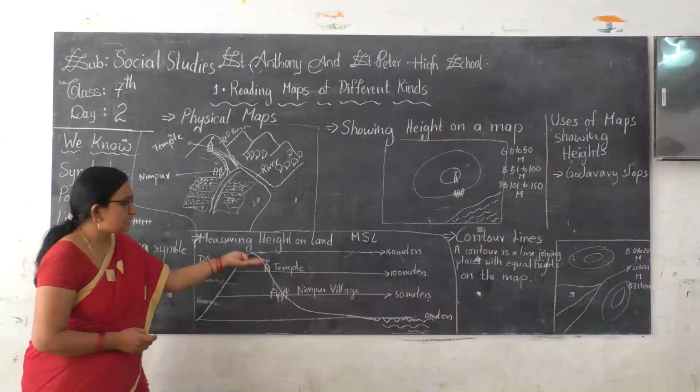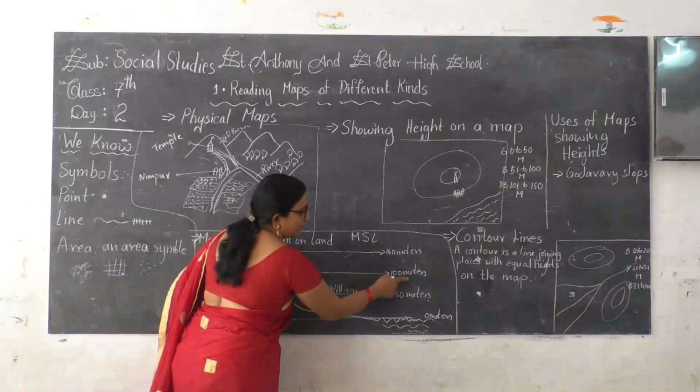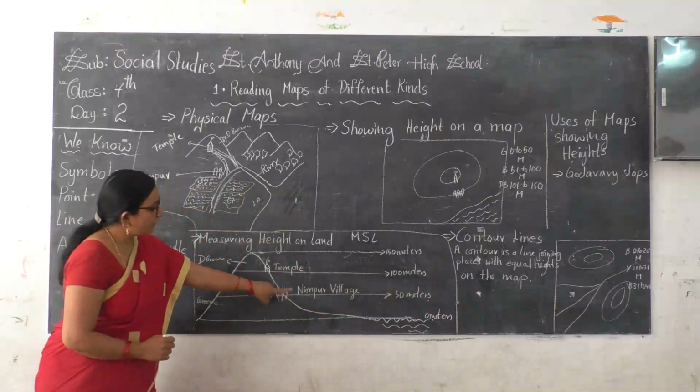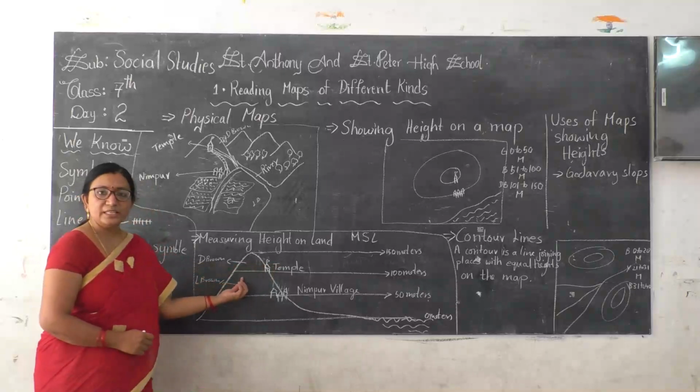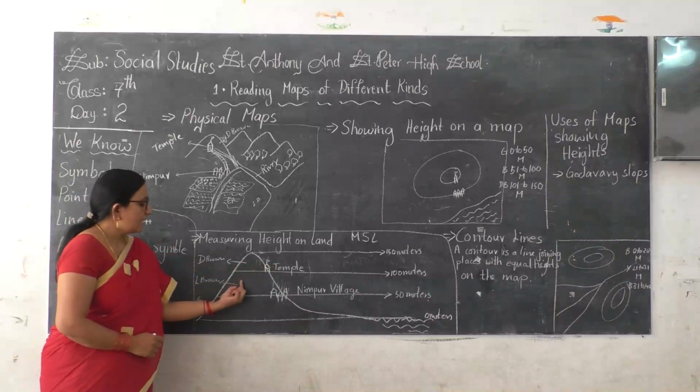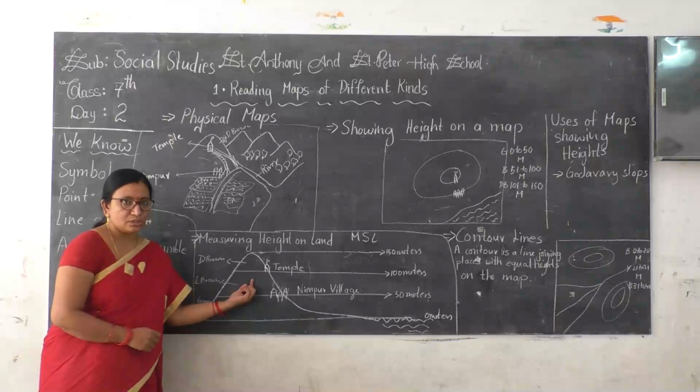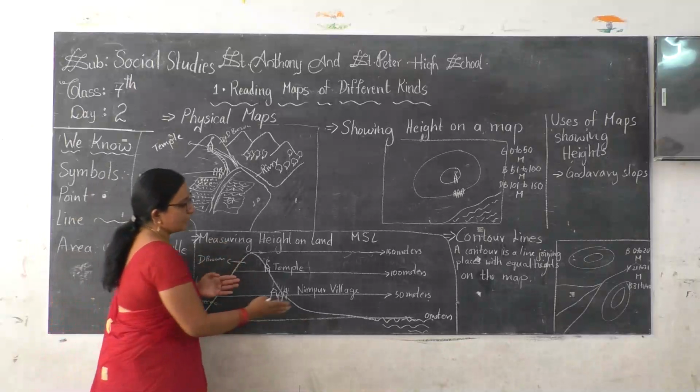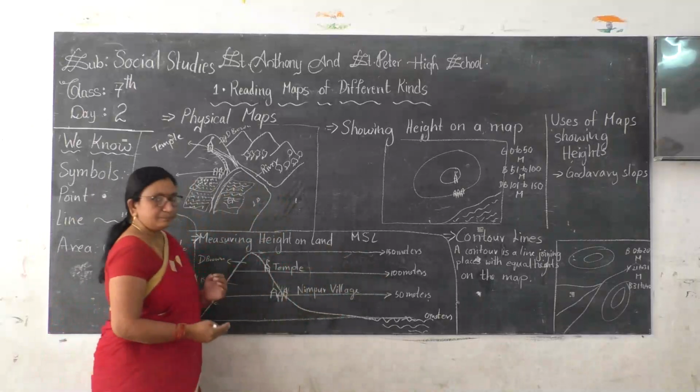Now coming to the next height, that is 100 meters. We can show the variation in the height with the help of color. Here light brown color is used to show the height between 50 to 100.